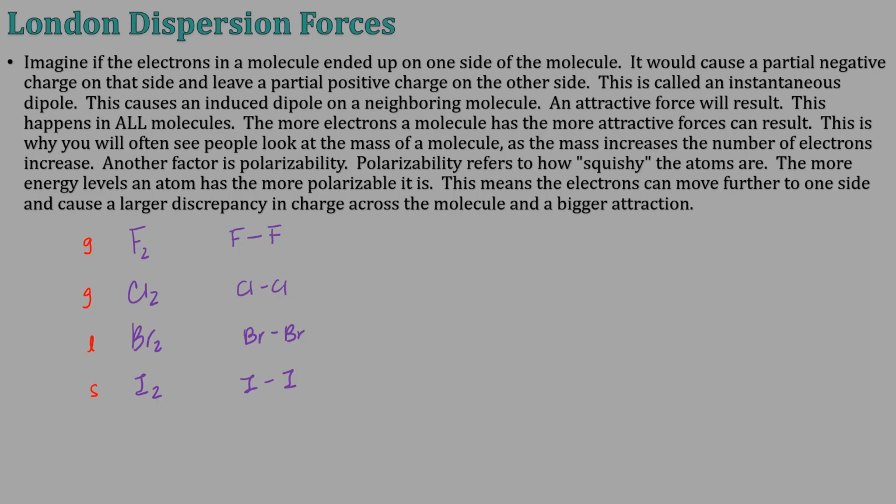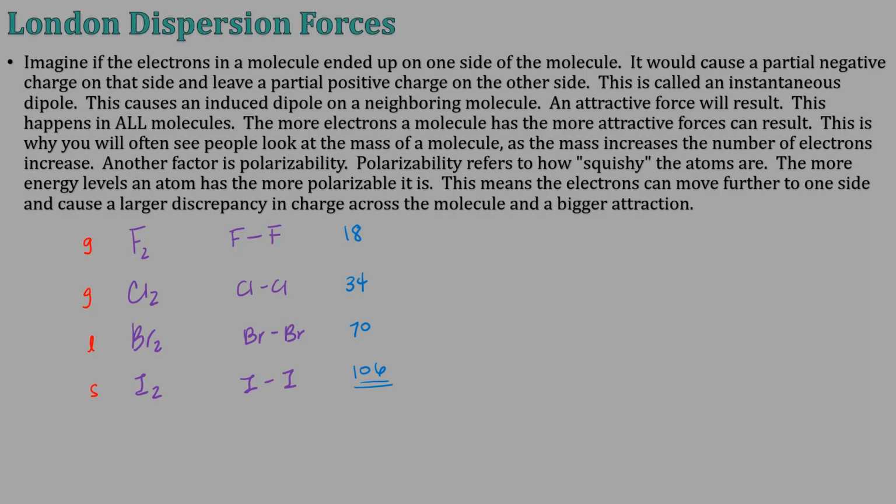And if we look at how many electrons these have, well, a fluorine has 9, and there's 2 of them, so that's 18. Chlorine has 17, and there's 2 of them, so that's 34. Bromine has 35, and there's 2 of them, so that's 70. And iodine has 53, and there's 2 of them, so that's 106 electrons. So those are the total number of electrons.